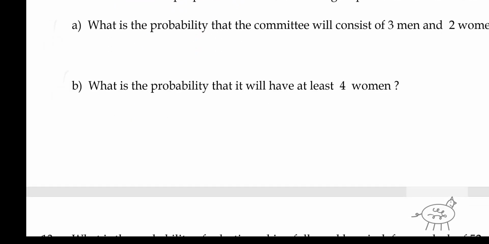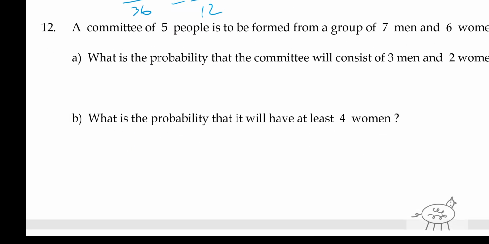All right, a committee of 5 people is to be formed from a group of 7 men and 6 women. What is the probability the committee will consist of 3 men and 2 women? So it's 3 men and 2 women. Order or is it order? It's in any order. So of course it's order. Because you're not picking one person specifically first and second. I've got to have 3 men and 2 women. And of course no replacement.